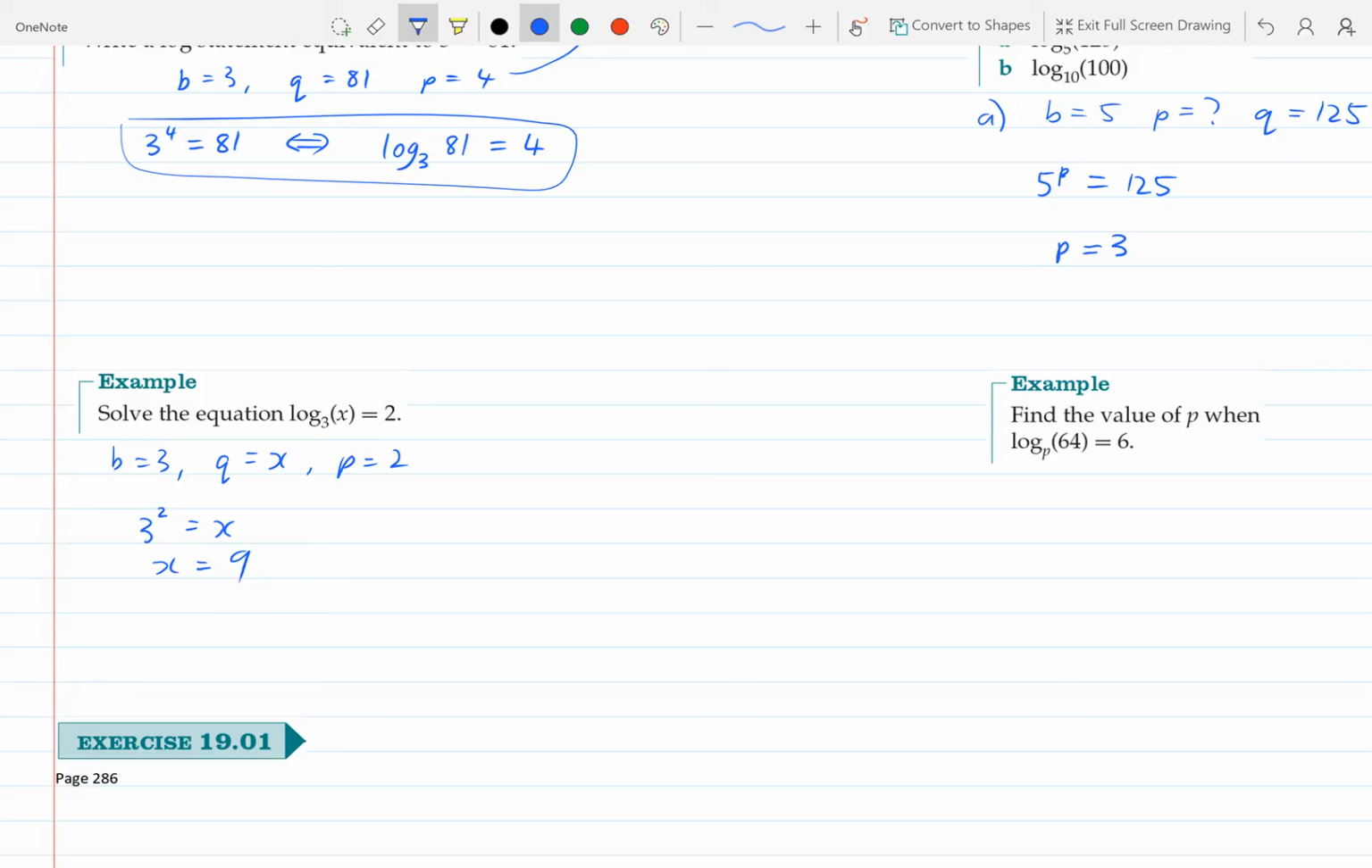And in our last example, our b is equal to p, so a little bit of confusing work with letters here. Our q is equal to 64, and our p is equal to 6. So we would have b to the power of 6 equals 64, and so we're trying to think of what the 6th root of 64 is, and you can probably guess there's only one real number that could work with that, and that is 2.